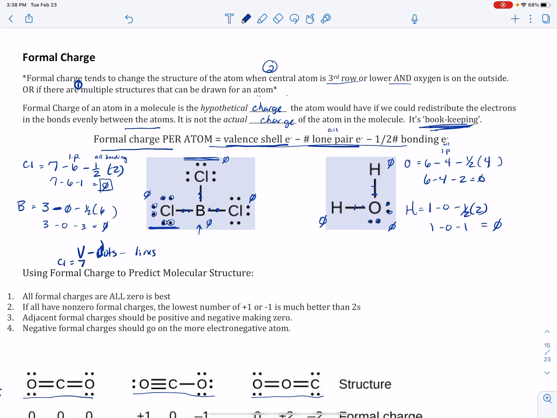So chlorine has 7 valence. He's got 1, 2, 3, 4, 5, 6 dots, and he's got 1 line. Okay, that works. Boron, 3 minus 0 dots minus 1, 2, 3 lines. That gives us 0. So over here, oxygen, valence minus dots minus lines: 6 minus 1, 2, 3, 4 dots minus 1, 2 lines. So if you don't have to deal with 1/2, you can just count the line as a full number.